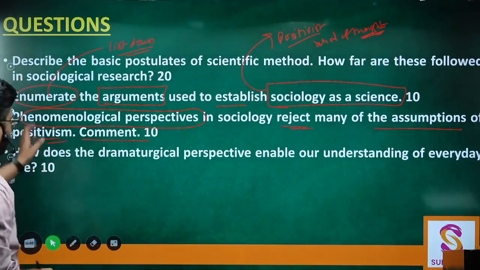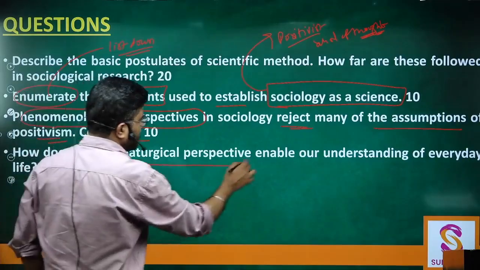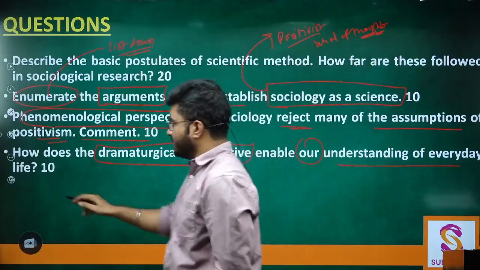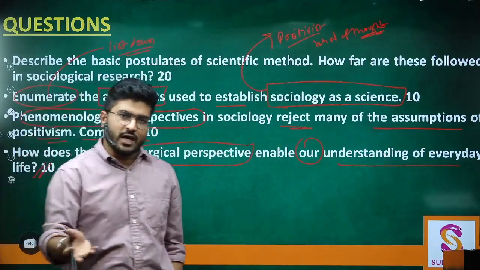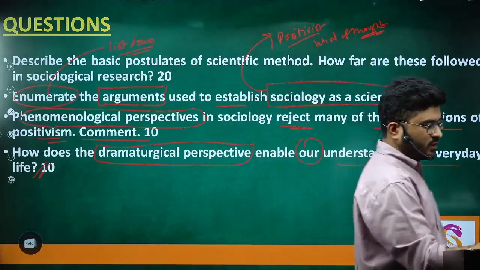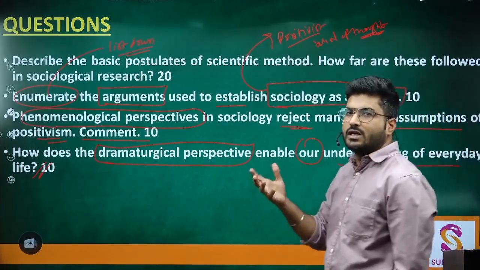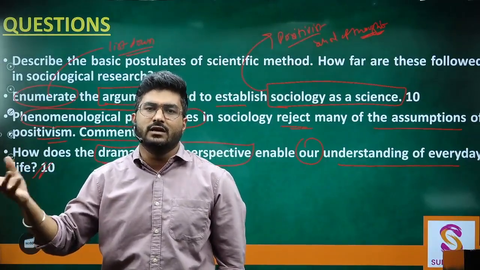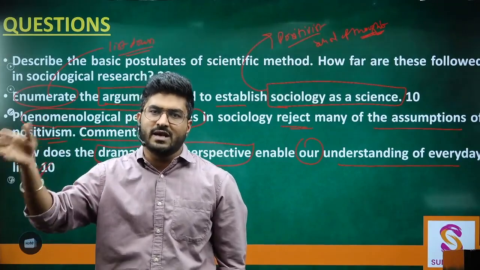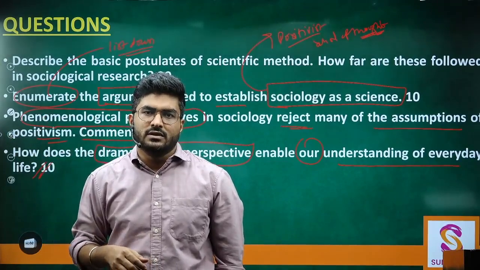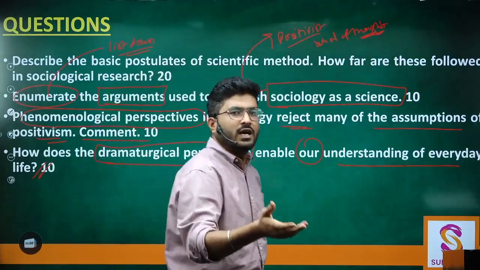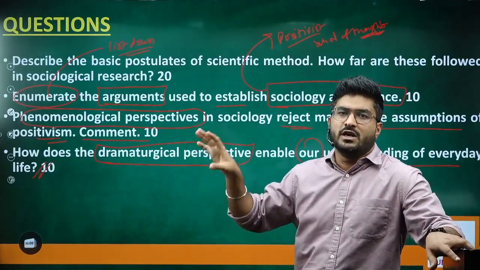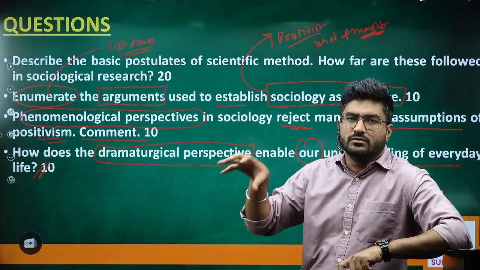Okay, then next, how does the dramaturgical perspective enable our understanding of everyday life? Write down the name Erving Goffman, he has given the dramaturgical theory: that society as a whole is a stage, as in we are acting in a drama. Write down two important terms: front stage and back stage. At front stage we behave differently from the back stage, where there is no social judgment, no social pressure overhead over us.